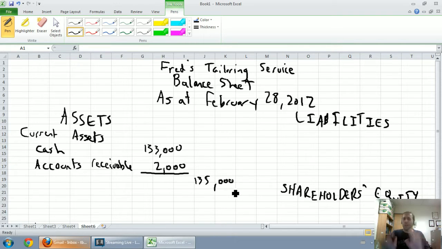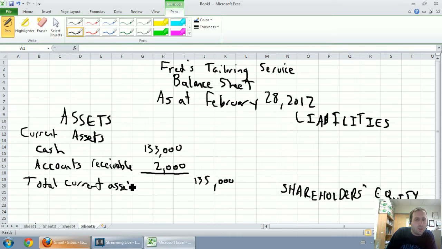135. You'll notice here, and again, your instructor might be a little different about how they want you to format things, but I would get my class to list things on the left and total on the right, just as we did in the income statement. If I only had one current asset, I would write it on the right-hand side. So you can see that there's kind of two columns here. So our total current assets, and a lot of times instructors don't even get you to write this. I do, but again, this is very stylistic. There's different options here. 133 plus 2 is 135. That's our total current assets. We also said we have capital assets.